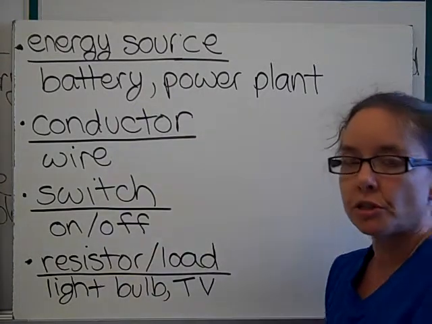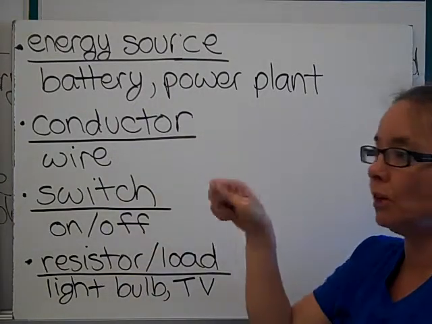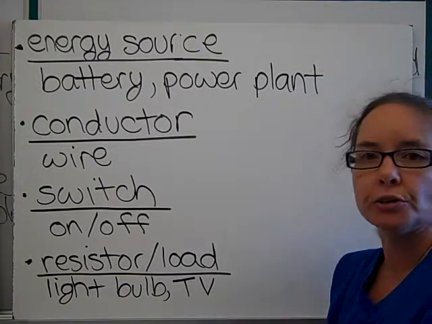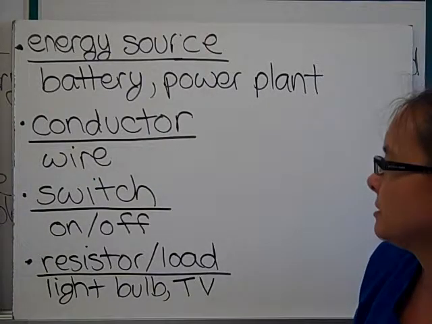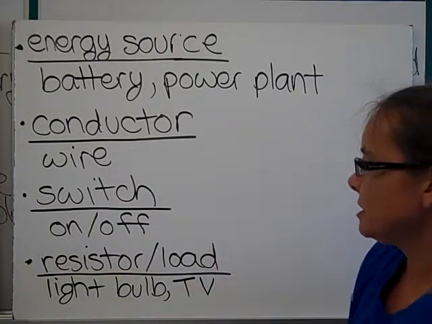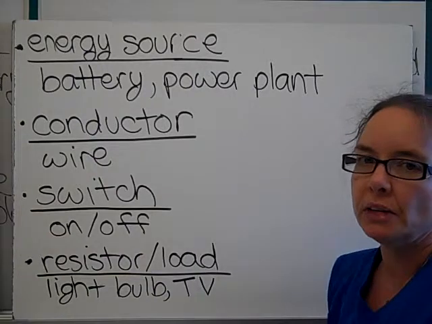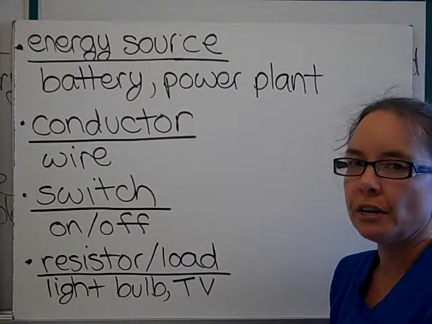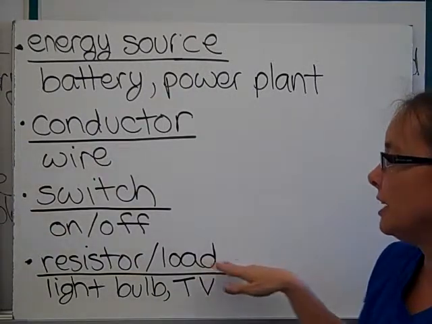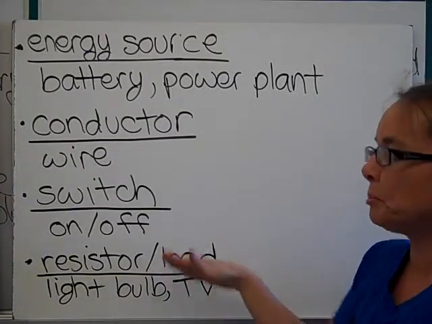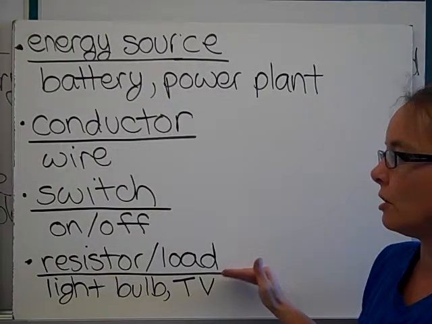The switch just turns things on and off. It can be the wall switch. It can be the button that you push on your phone or on other devices. And the resistor or the load could be things like the light bulb, the TV, your hair straightener, your cell phone charger, anything that you're trying to operate with that circuit. It's basically the purpose of the circuit. What are you trying to turn on and off?